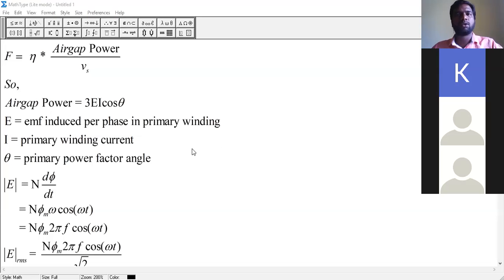Right. So now since it is an induction motor, we are considering the efficiency. So induction means nothing but an AC motor. So we are considering efficiency. Otherwise, force is equal to air gap power. Here air gap power is nothing but the rotor power. So here the air gap power divided by the synchronous velocity with the product of efficiency.